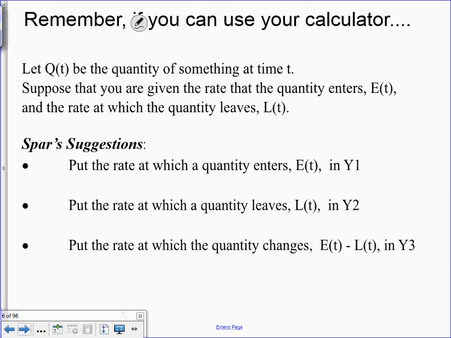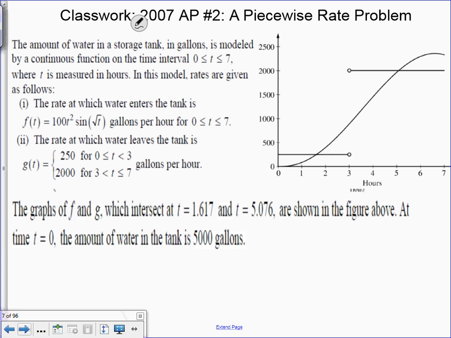All right, so these are calculator problems. Usually we like to put the rate in y1, rate out in y2, and rate in minus rate out in y3 if possible. But I thought it'd be interesting today to show you one with a piecewise. I always wanted to show you one like that. And in this little problem here from 2007, it's actually kind of nice what they give you. This is a calculator problem.